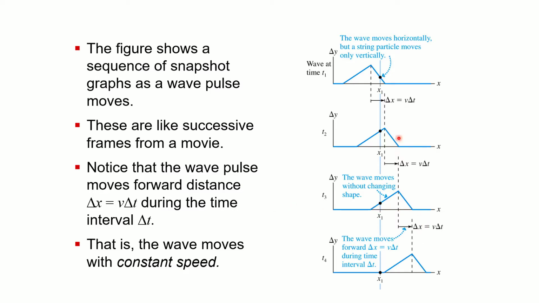And the distance that that pulse travels is just the wave speed times the delta t between those images. And the wave moves at a constant speed. That's going to be a property of all the waves we look at, that the wave is traveling at a constant speed through the medium.